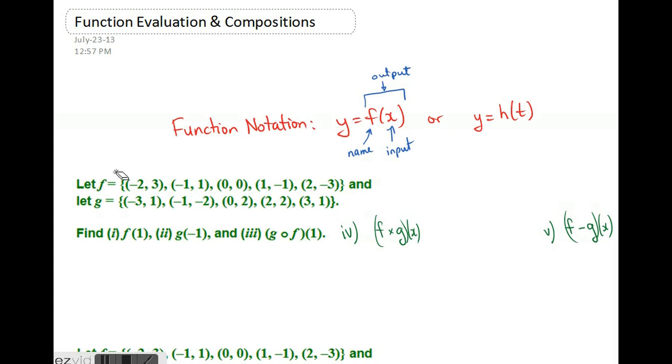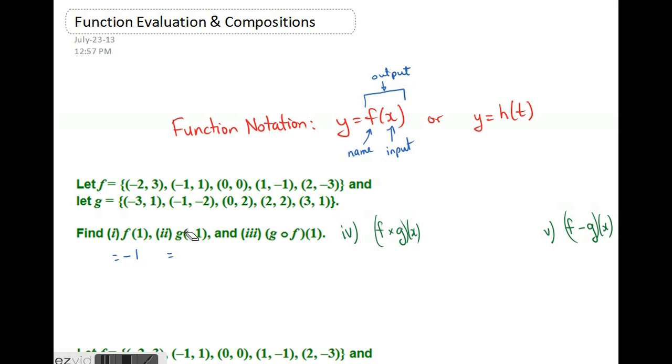So let's do some examples. We have a function f as a set of some points, and the function g is a set of some points. And we're asked to find f of 1 first of all. So f of 1 means we're looking for the output, or the y value, if x is 1. So let's start off by locating in the function f. Looking through the points of function f, we're going to locate where x is 1. Here it is. And we need to find the y value of this point, which is -1. So the answer here is -1.